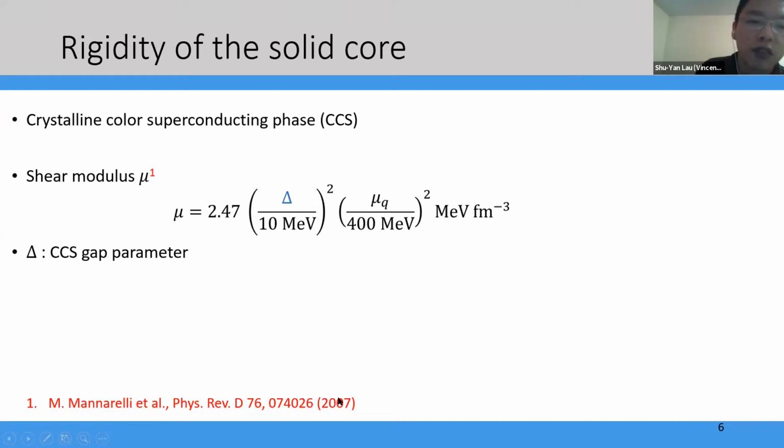In 2007, they studied the crystalline color superconducting phase and computed its shear modulus, which relates it to the chemical potential mu q here, and also an extra parameter delta here. It is the CCS phase gap parameter. So basically, this gap parameter, roughly speaking, gives us the coupling strength of the Cooper pairs inside this color superconducting phase.